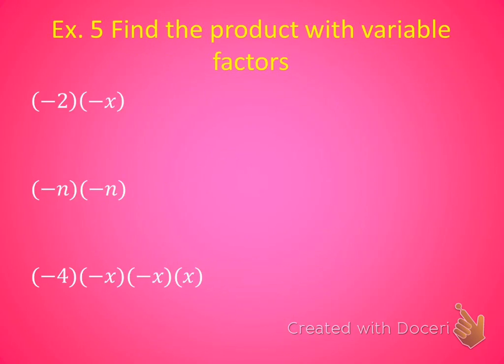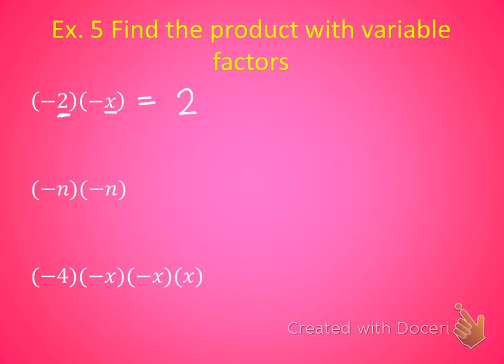All right, so now they want me to find the product when I have a variable or a letter in the problem. So we're still going to follow the same rule that we just learned. If there's an even amount of negative numbers, my answer is what? Positive. If there's an odd amount of negative numbers, my answer is negative. So let's count up. In this first problem, how many negative signs do I have? 2. So that's an even number, so I know it's going to be positive. Now I just multiply. What's 2 times x?